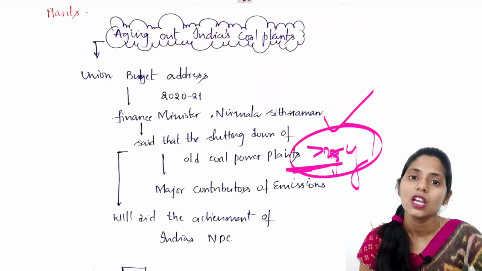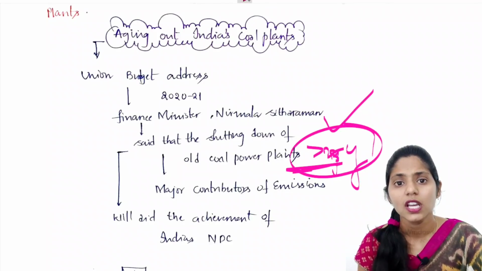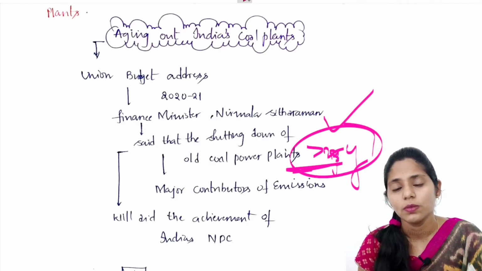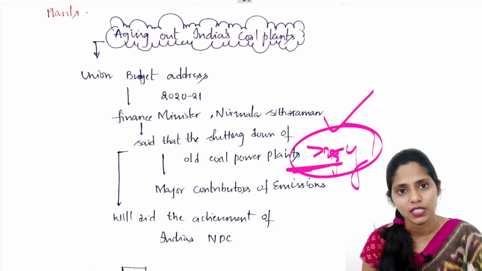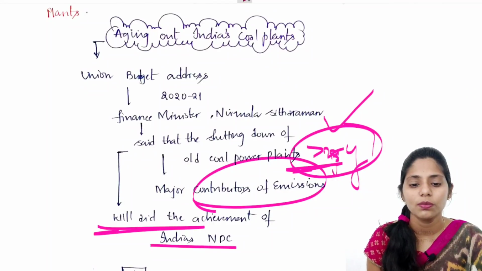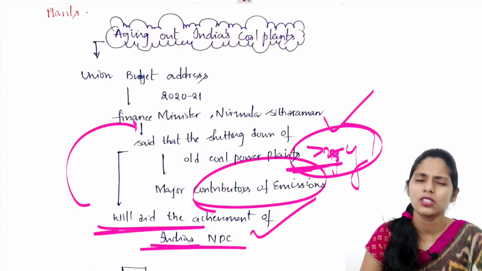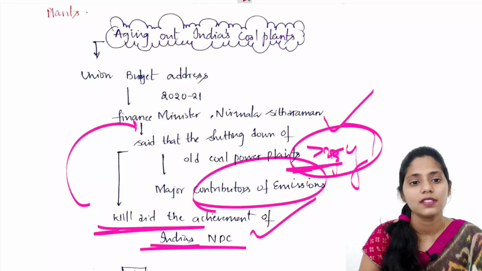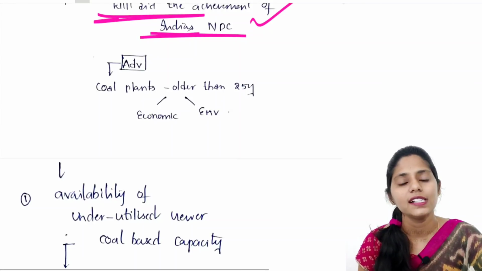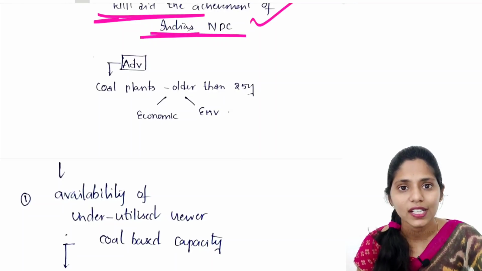The first reason is that they are major contributors of emissions, and the second is that they will aid the achievement of India's NDCs, nationally determined contributions, which were accepted by India in the Paris climate deal. So we are going to shut down those age-old coal power plants. This statement was given by our Union Finance Minister in the Union Budget Address 2020-21. So what will be the advantages? This article is focusing on advantages and disadvantages. The advantages include that coal plants are older than 25 years.